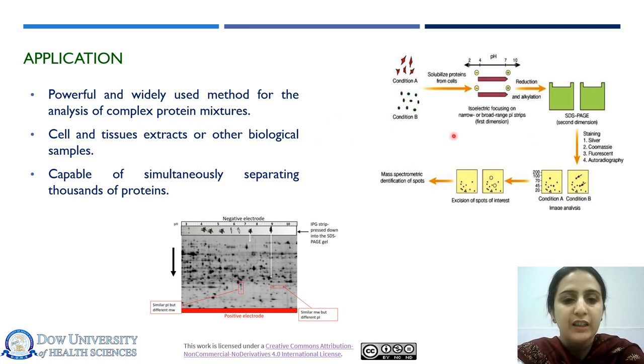So it is a very powerful and widely used method for the analysis of complex protein mixtures. It is used for cell and tissue extracts or other biological sample analysis, and it is capable of simultaneously separating thousands of different proteins. It is useful in clinical diagnostics, for example, when you want to compare a normal sample with a disease sample and see the over- or under-expression of any protein in the disease sample compared to the normal sample. That could later be used as a biomarker if you identify them. Or you can compare untreated and treated patient samples using these methods. It would give you a very good comparison of the proteins that are lowly or highly expressed under the two different conditions.